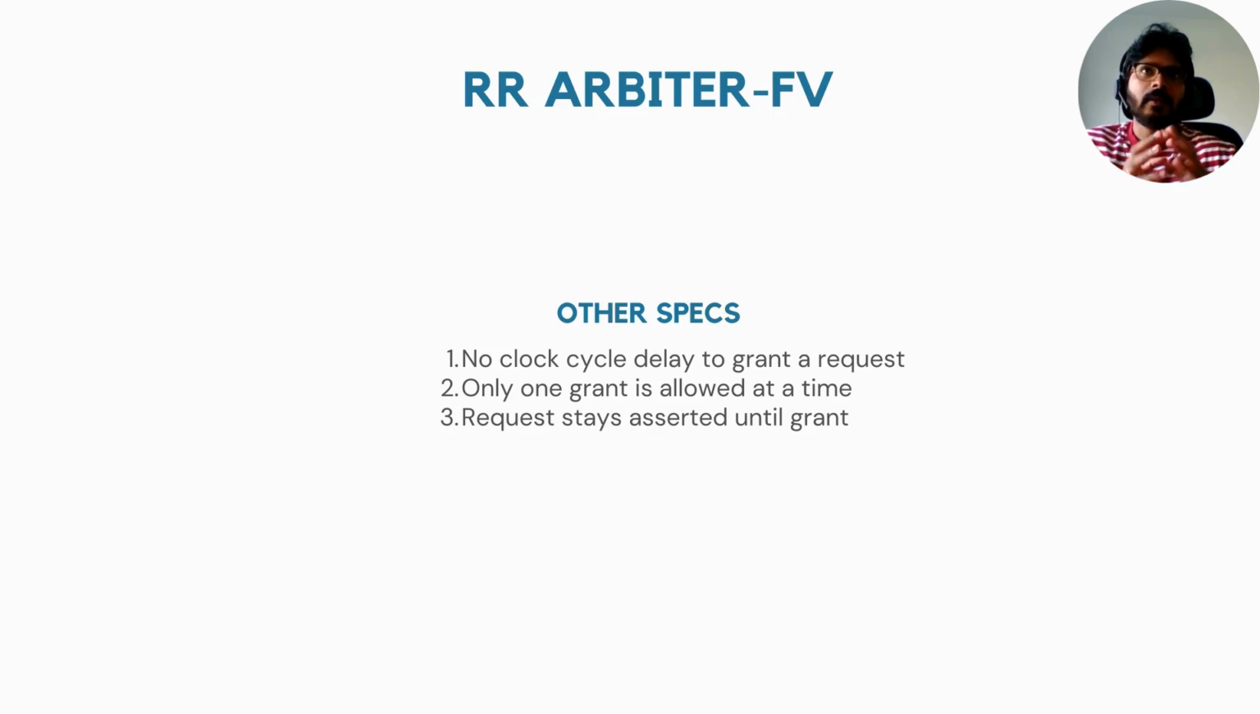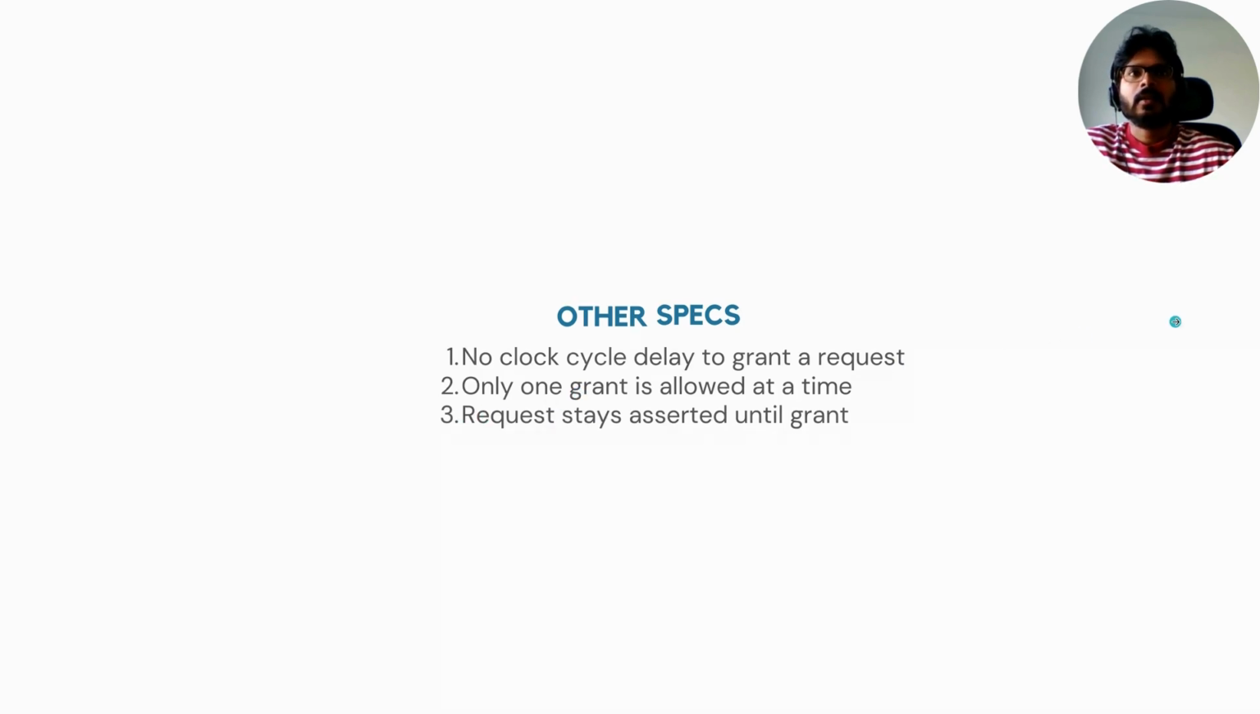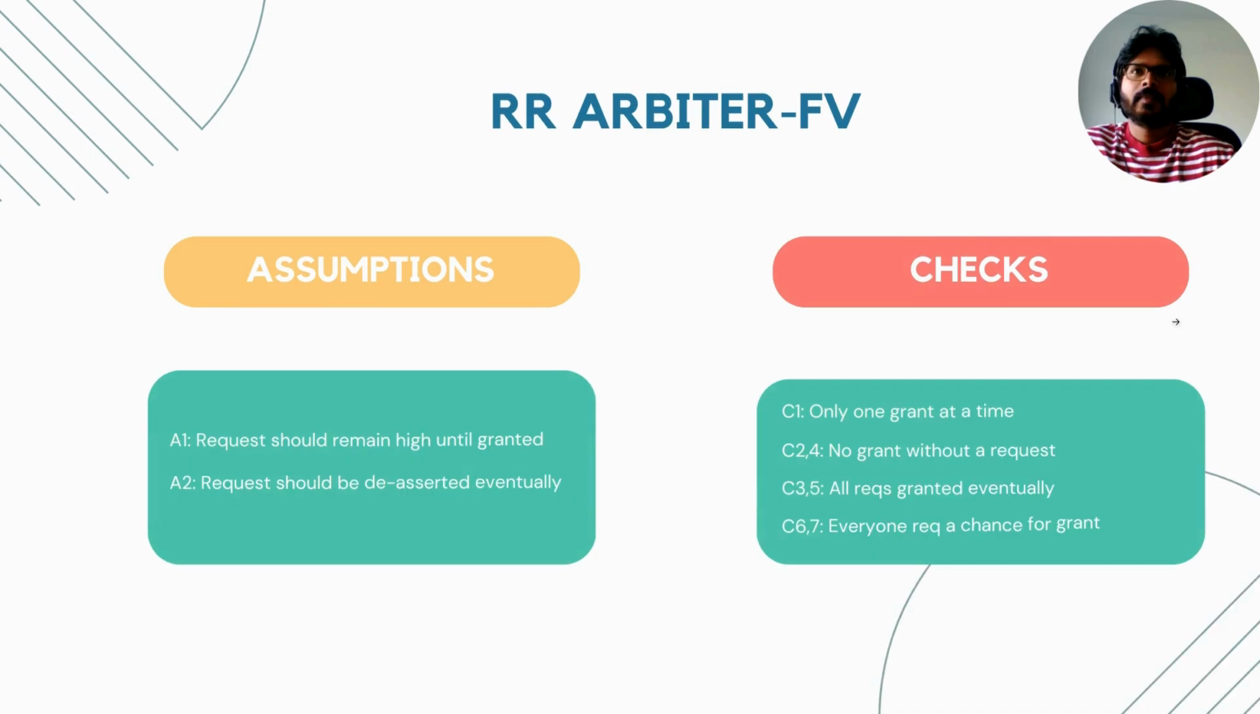The round robin arbiter we are going to discuss has the following conditions, which I'm assuming. There is no clock cycle delay from request to grant. There is only one grant at a time, and the request stays asserted until it is granted. There are two approaches that we are going to use for verification of the round robin arbiter today: one with the use of symbolic variables, and second, obviously, without the use of symbolic variables.